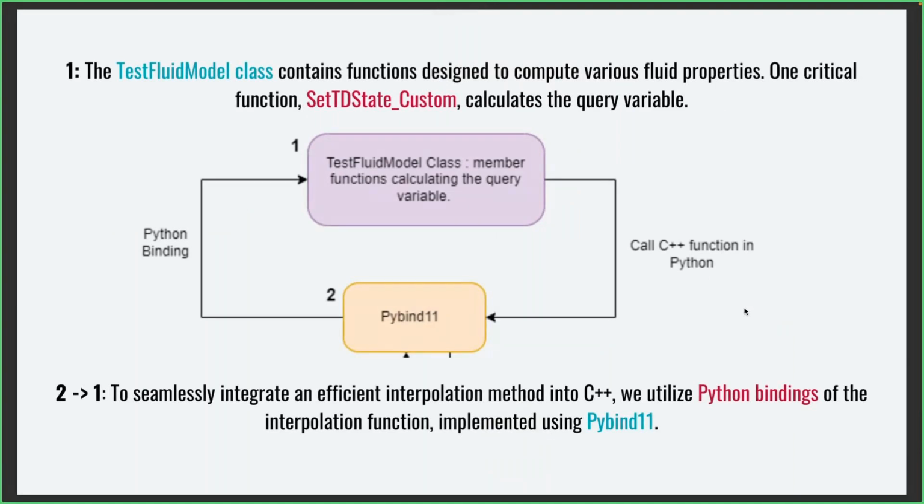In this test fluid model class, the fluid model class has all the values of the thermodynamic state, and one such function is the set TD custom state function, which generates the following variables. In this process, we need to use a callback function. This can be done by using a Python binding, which will be created out of the Python function using pybind11, and the calculations are inside the function.